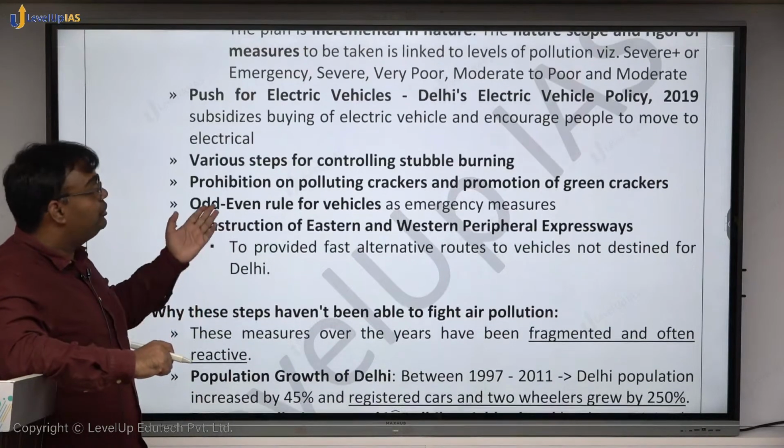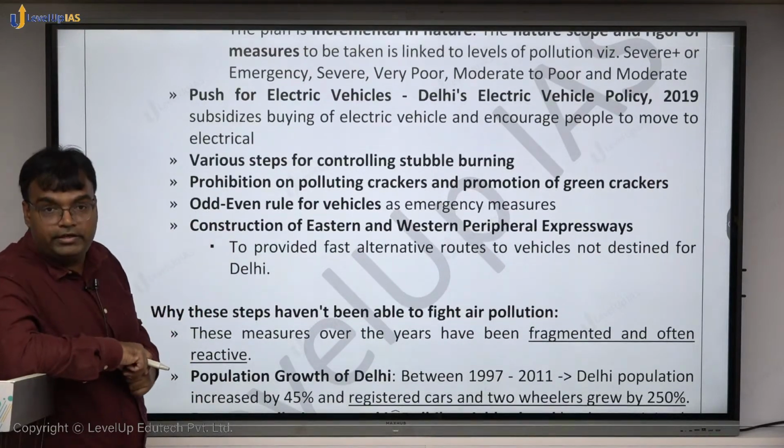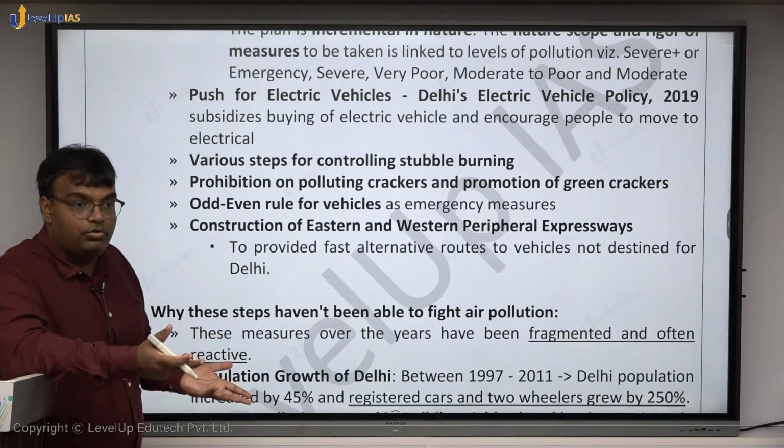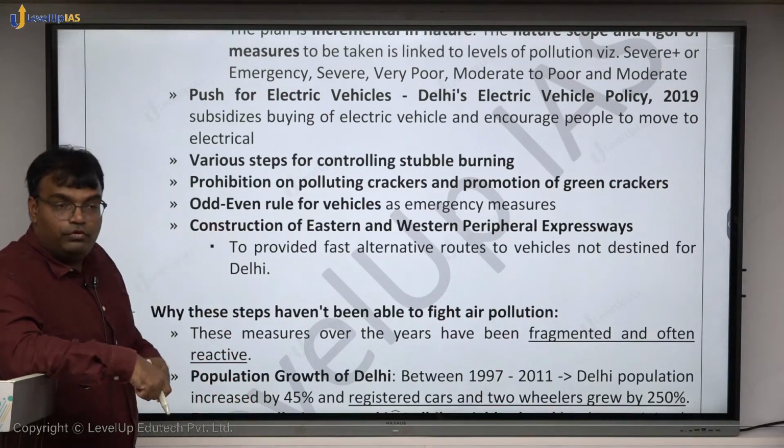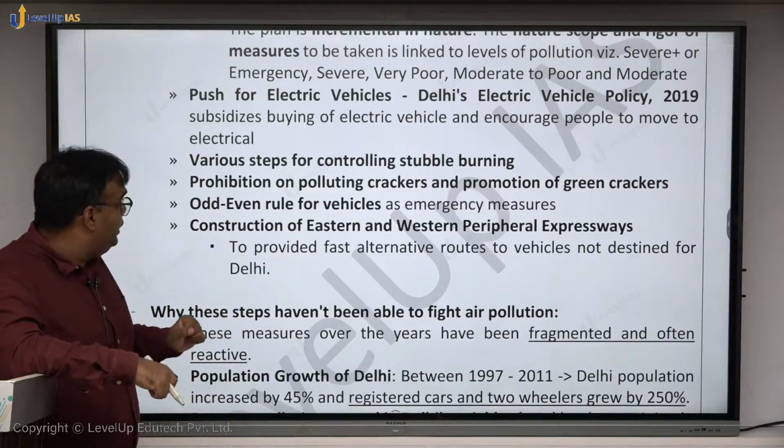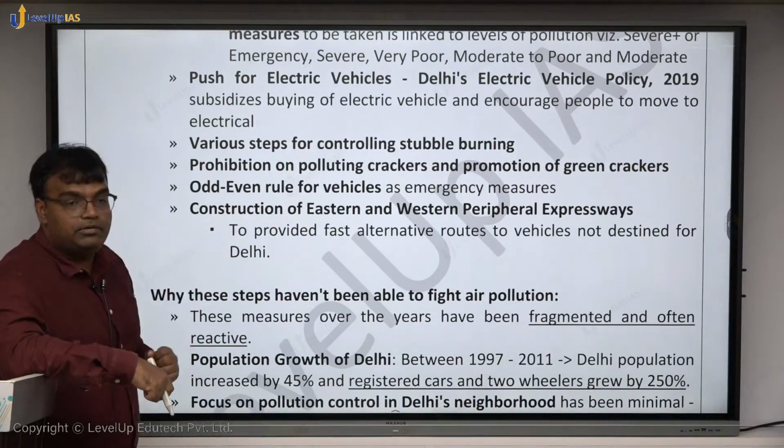Then a prohibition on polluting crackers and promotion of green crackers. In fact, in Delhi they don't allow any kind of crackers. Odd-even rule for vehicles sometimes. It comes as part of GRAP only. And construction of the Eastern and Western Peripheral Expressway.